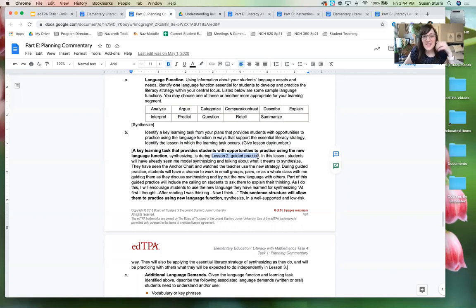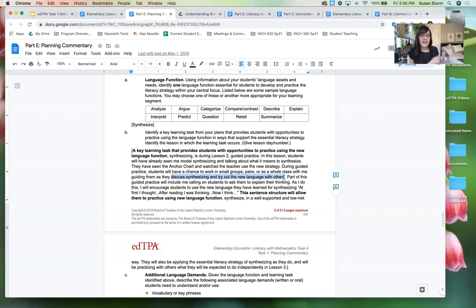And then they go on to explain. In this lesson, students will have already seen me model. They've seen an anchor chart. During guided practice, they will have a chance to work in whole groups as they discuss synthesizing and try out the new language with others. Don't get confused. Don't get led down that path of where they're getting to try the strategy. This is not asking you, where do your students get to synthesize? This question is asking you, where do your students get to try out language related to synthesize? Where do they get to talk about synthesizing and use that new academic language?